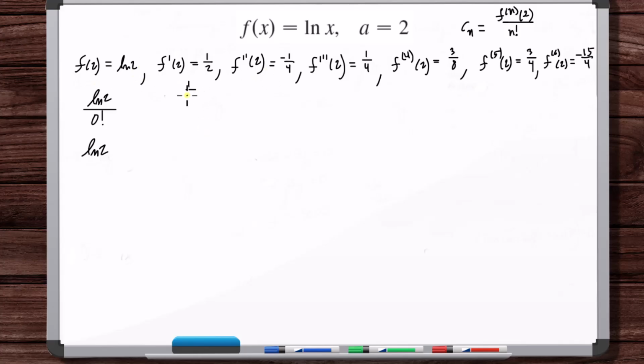Okay, so here we've got 1/2 divided by 1 factorial. Okay, minus 1/4 divided by 2 factorial. So that's minus 1/8. 1/4 divided by 3 factorial.